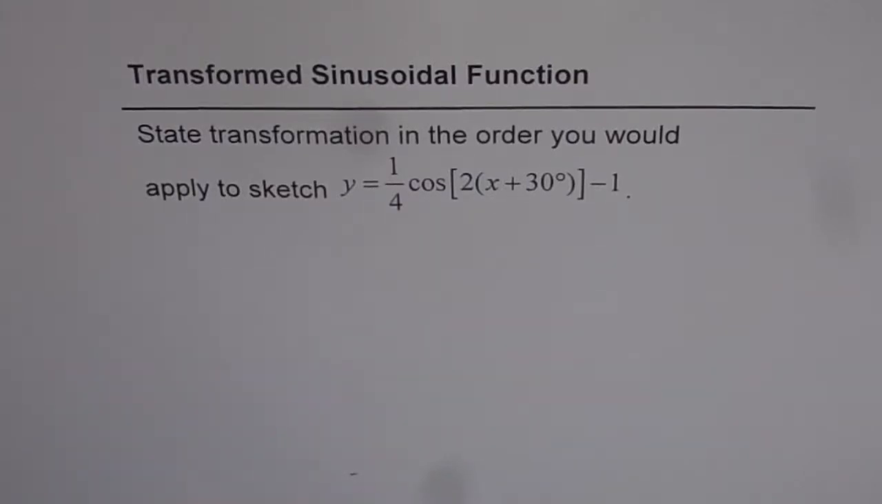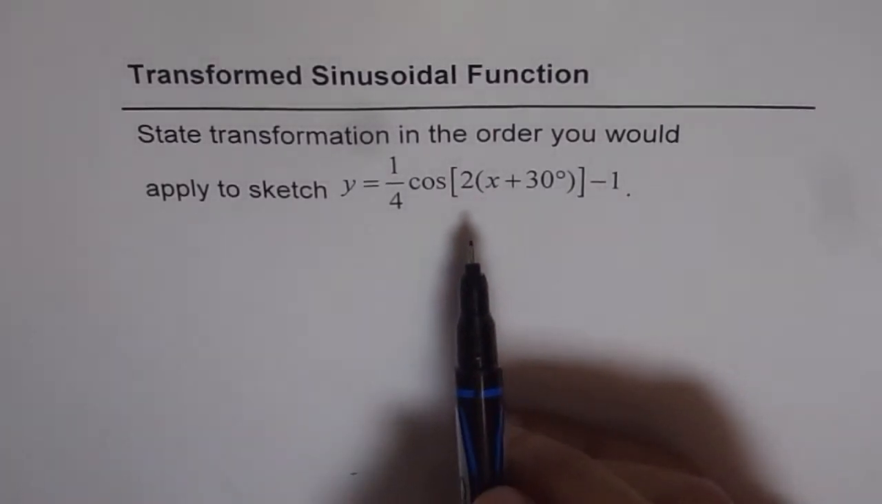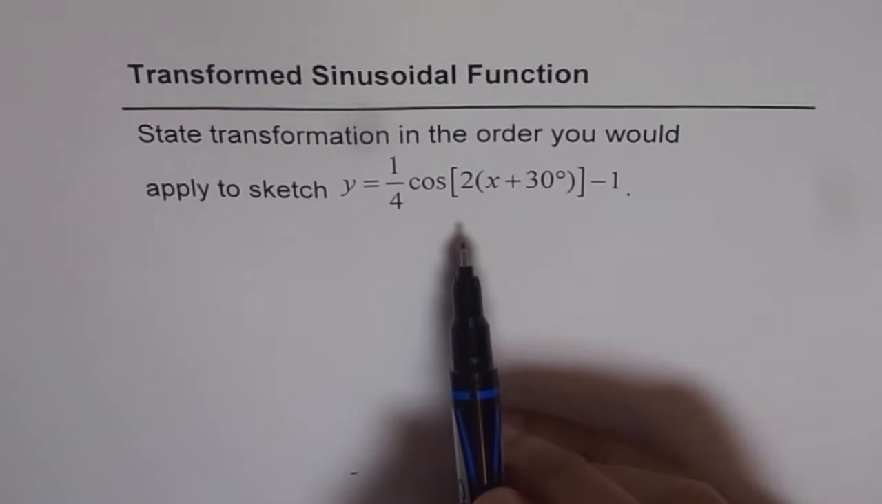Transformed sinusoidal function. State the transformations in the order you would apply to sketch. Y equals 1 over 4 cosine of 2 times (x plus 30 degrees) minus 1. Now, the right order is that you should do multiplication and division first and then the translation.